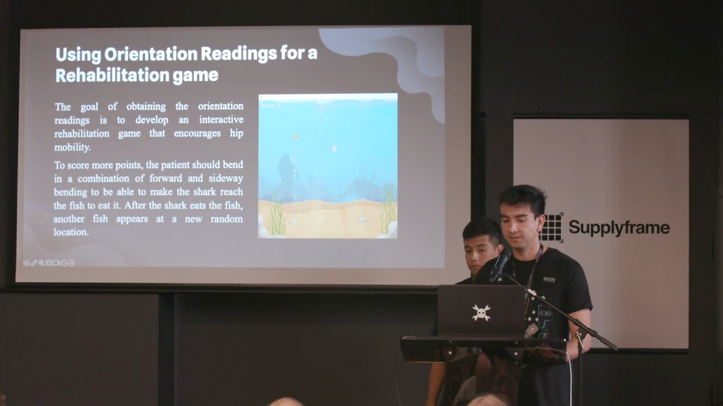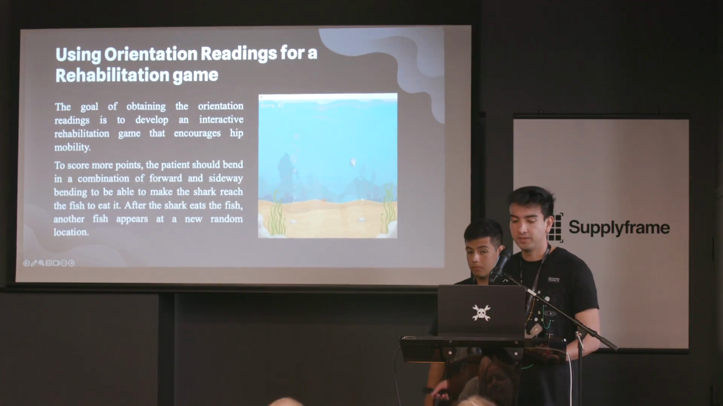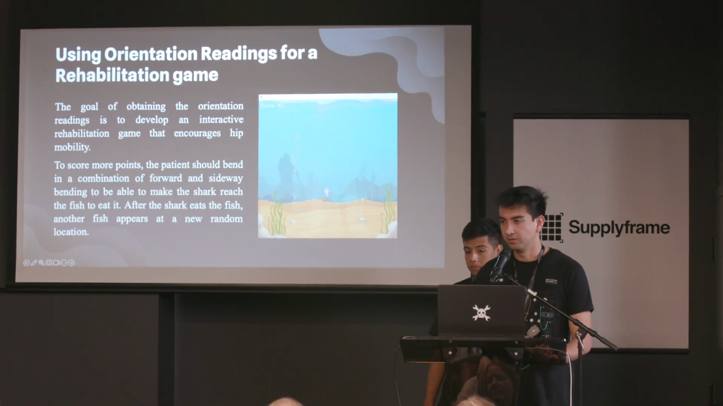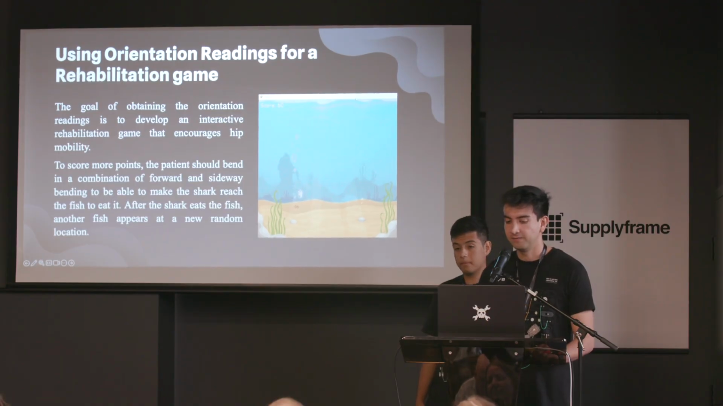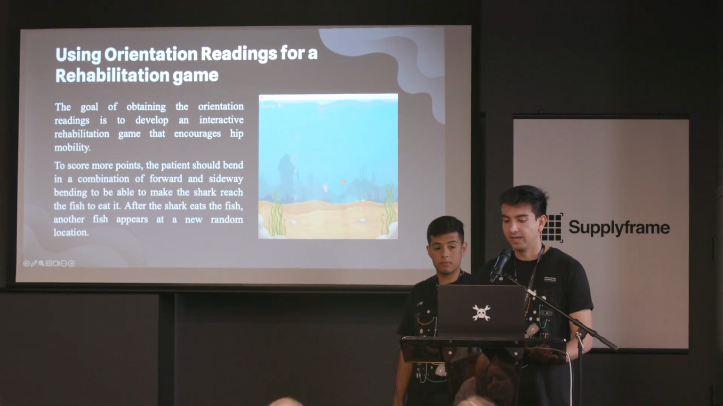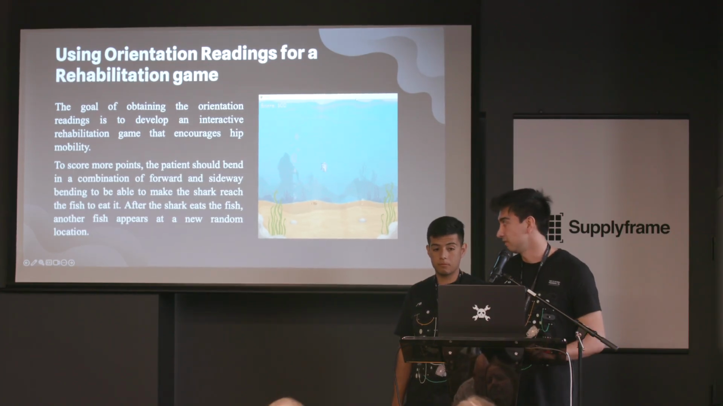The goal is obtaining the orientation readings to develop an interactive rehabilitation game that encourages hip mobility in children. To score more points, the patient should bend in a combination of forward and sideways bending to be able to make the shark reach the fish to eat it. And then another fish appears in a new random position on the screen.